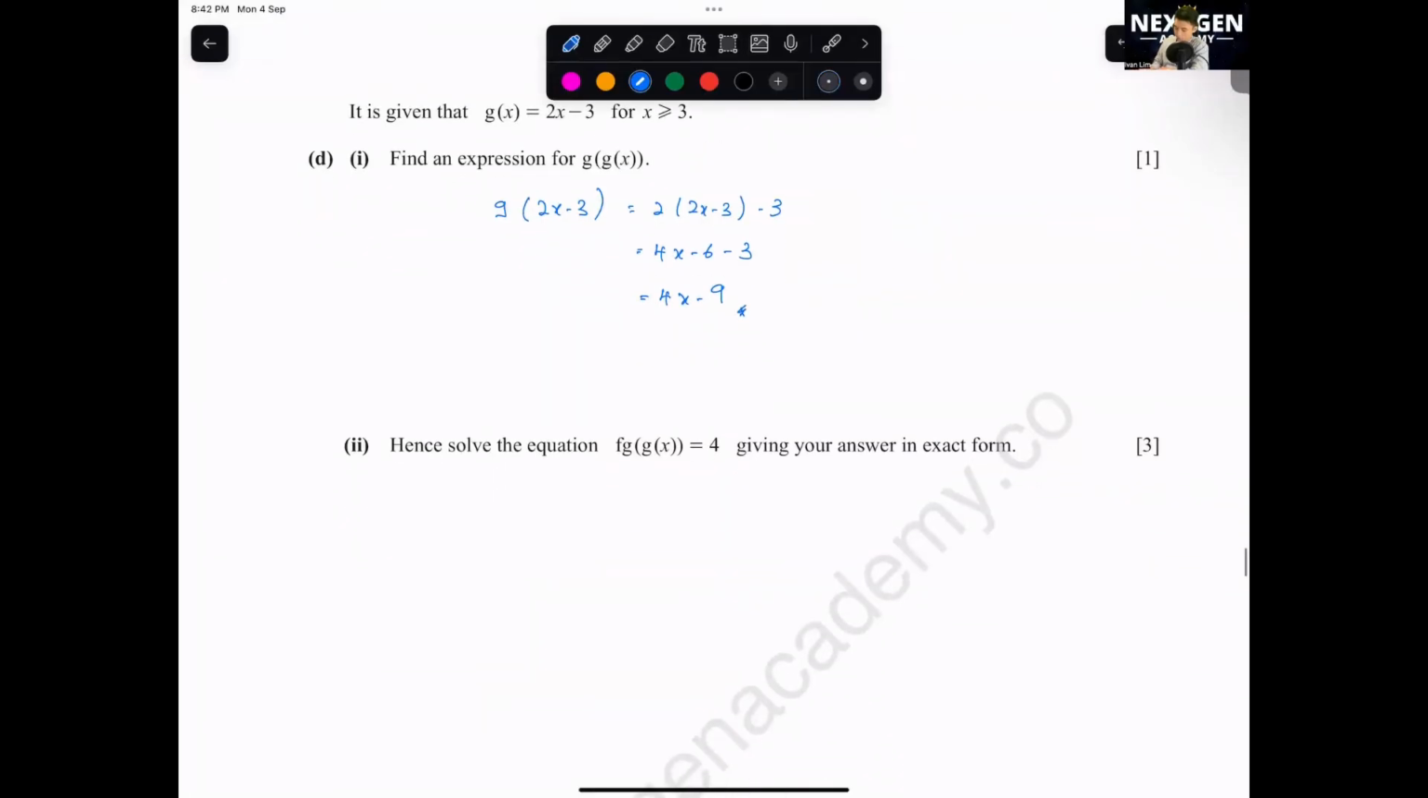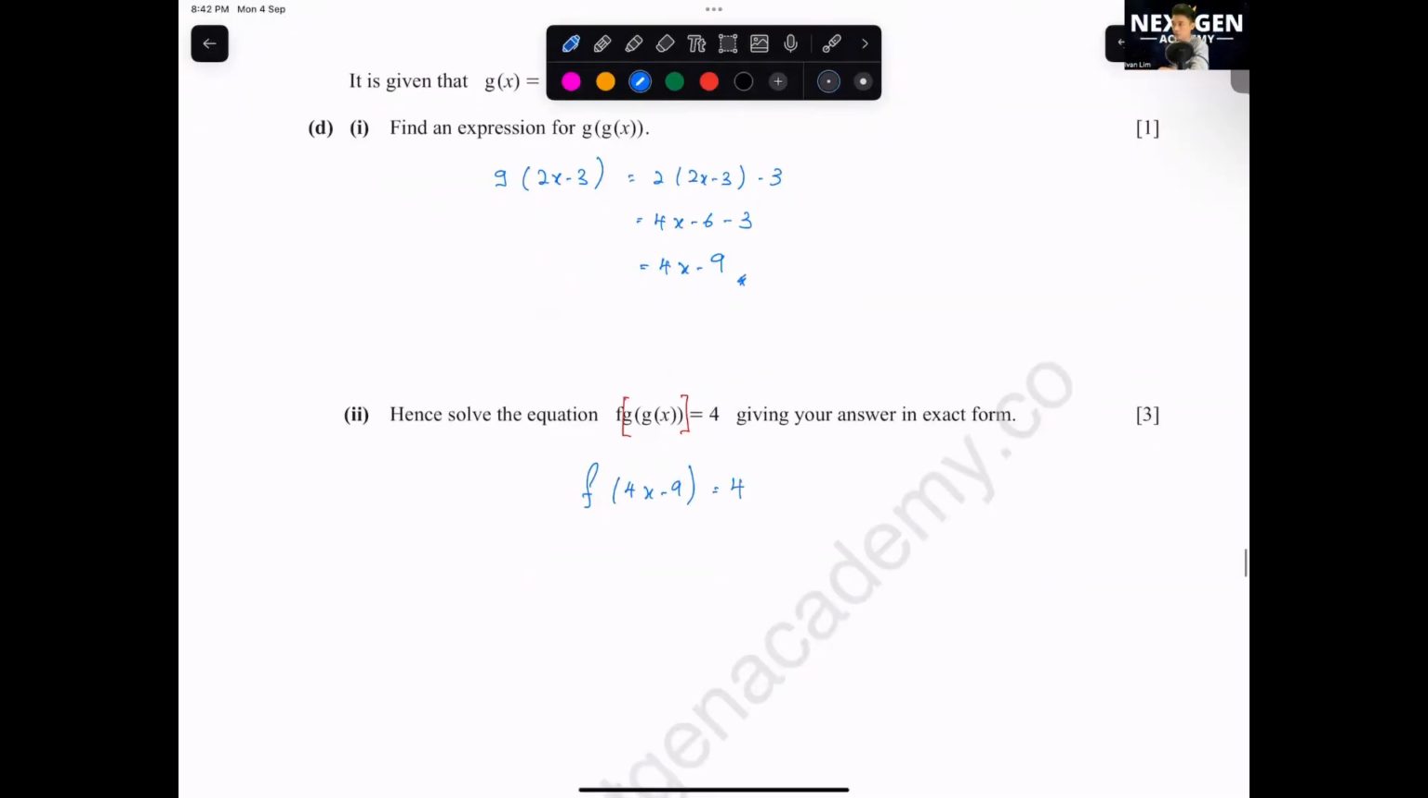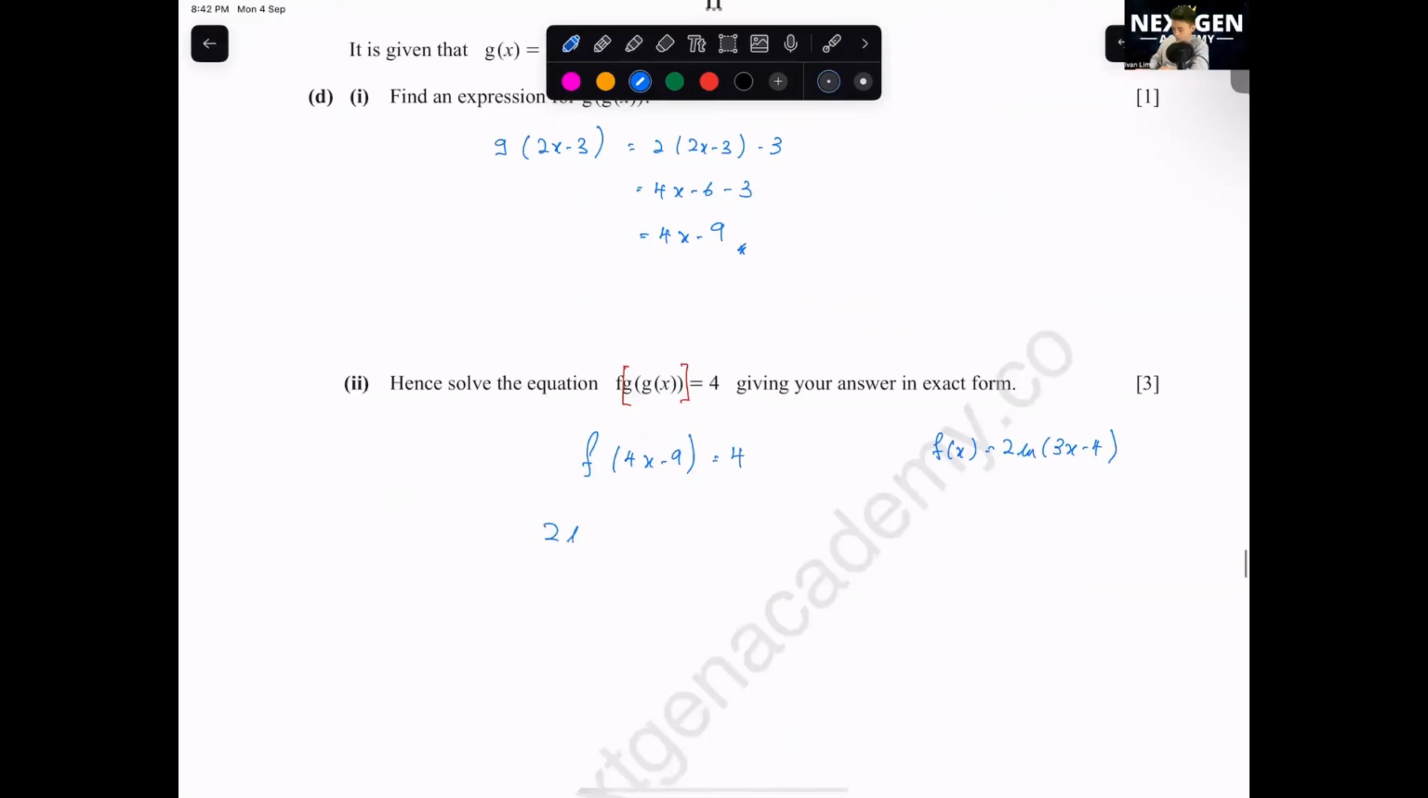Then hence solve the equation f(g(g(x))) equals 4. We already found what g(g(x)) is, which is 4x minus 9. So f of 4x minus 9 equals 4. Let's look at the previous one. What was f(x) just now? f(x) is 2 ln 3x minus 4. So here it will become 2 ln of 3 bracket 4x minus 9, minus 4, equals 4.